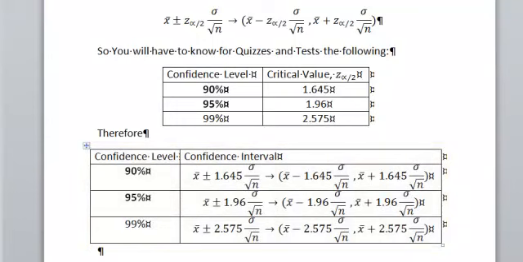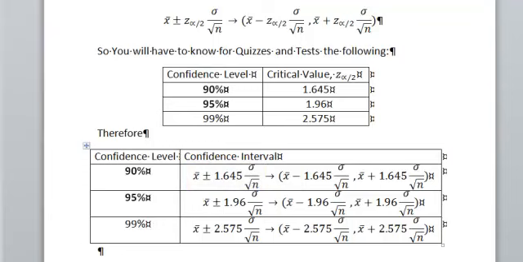So for the 90% confidence level, our collapsed form would be whatever our sample mean is plus or minus this product, 1.645 times sigma divided by the square root of n. Sigma will be given to you in the problem, and so will n, and of course your x bar.